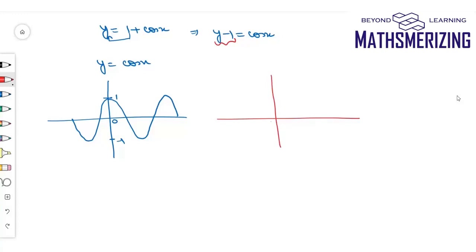So previously this graph was between minus 1 and plus 1. Now it will lie between 0 and 2. So I'll shift the entire graph plus 1 units along y-axis. So that is the graph of y equals 1 plus cos x.